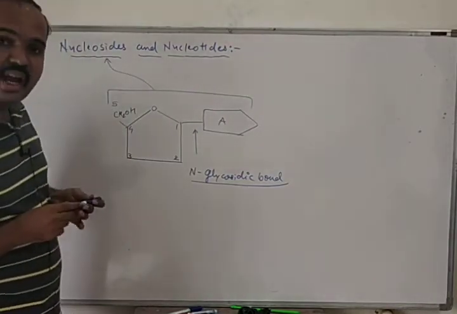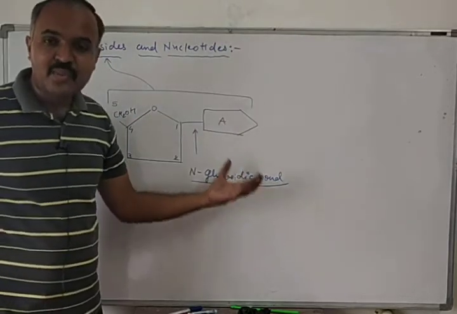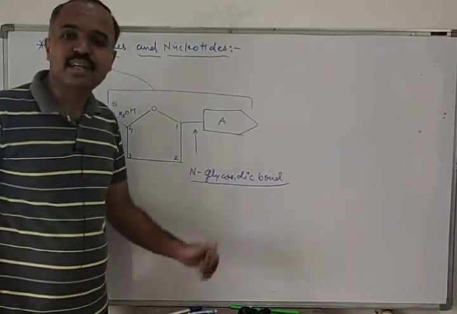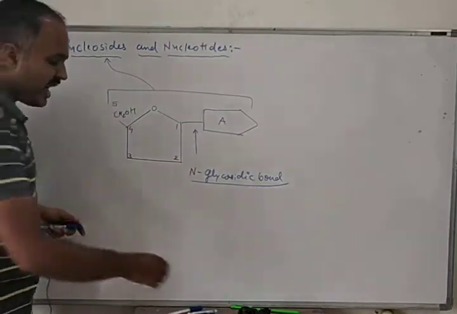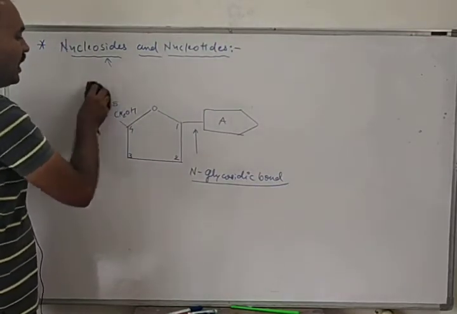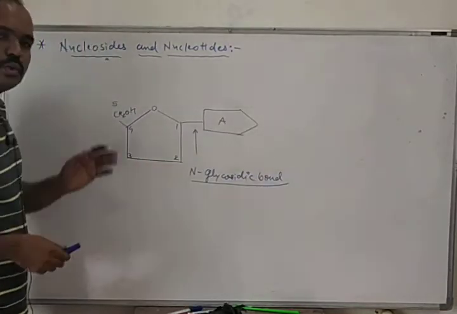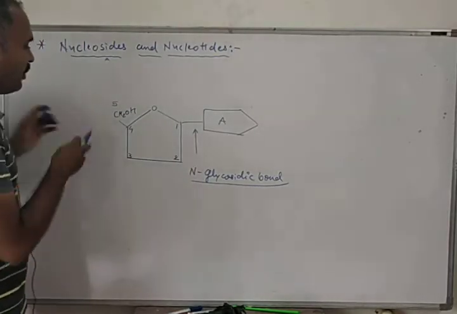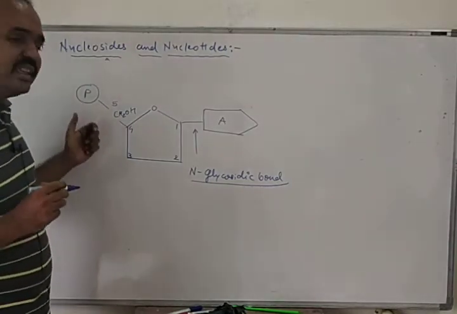What is nucleoside? Nucleoside is a structure having pentose sugar and a nitrogen base. And which kind of bond is present between pentose sugar and nitrogen base? N-glycosidic bond is present between pentose sugar and nitrogen base. So now let us add phosphoric acid on the fifth position of the nucleoside. Now this is nucleoside, and now we will add a phosphate group. I am just drawing P. It is HPO4.